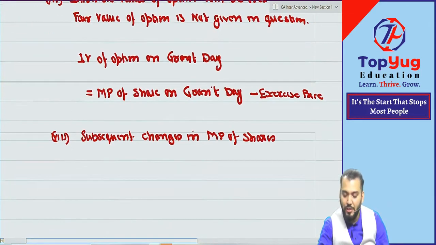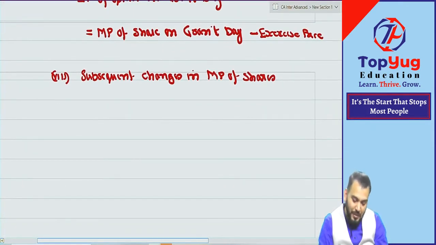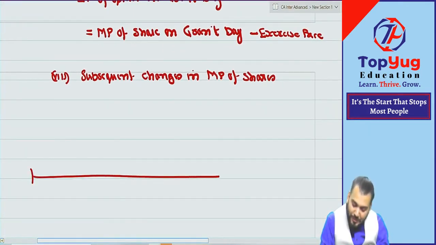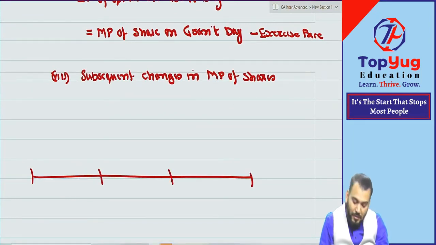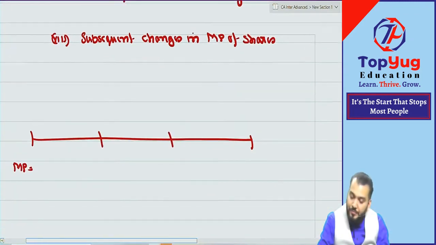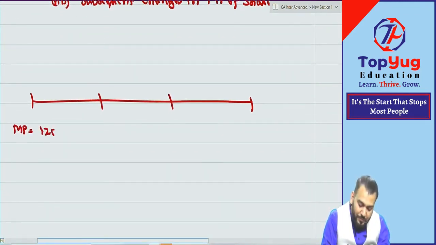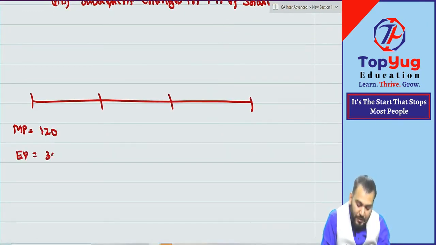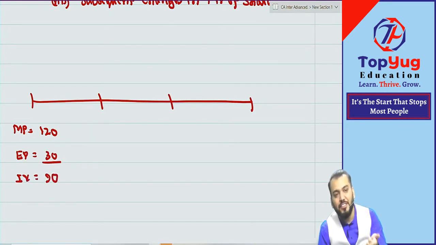Not understood. Let me draw. Year 1, year 2, year 3. Here the market price was how much? In our example, 120. And the exercise price was how much? 30. So in our previous example, intrinsic value was 90, and we have taken this intrinsic value for calculation of expenses.